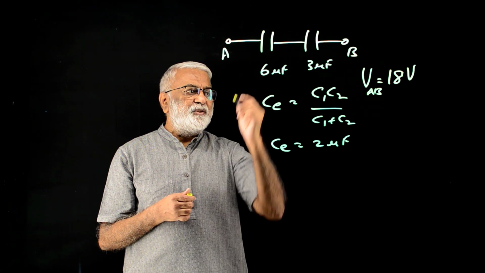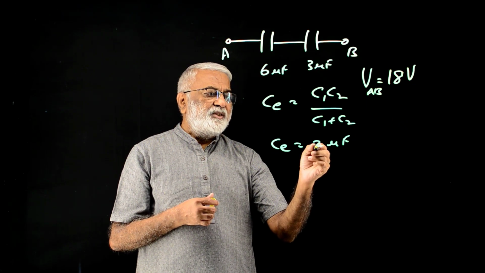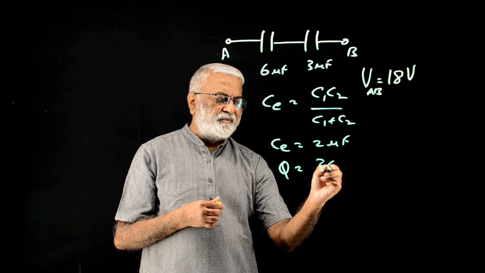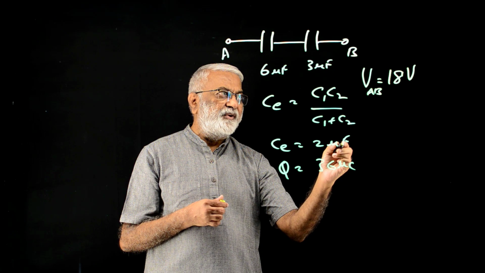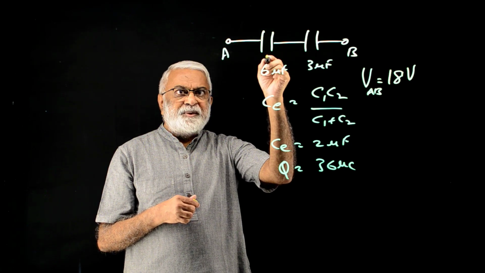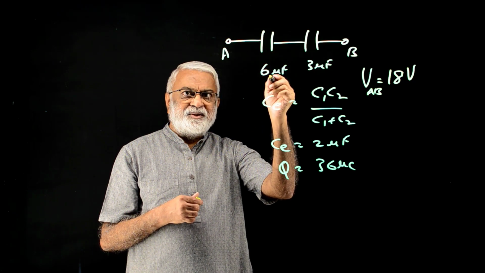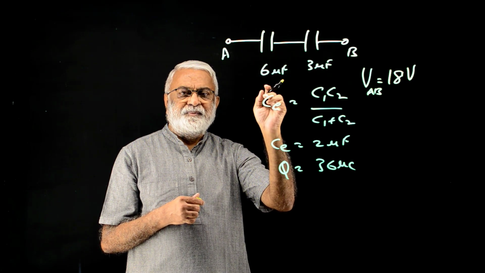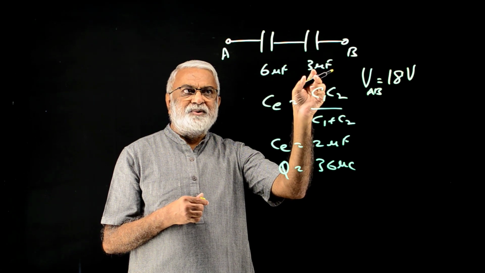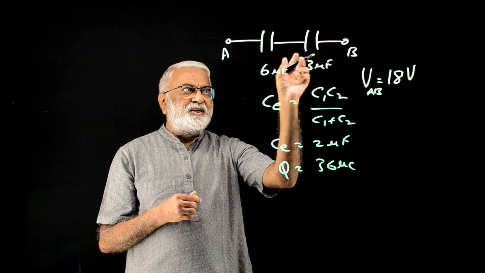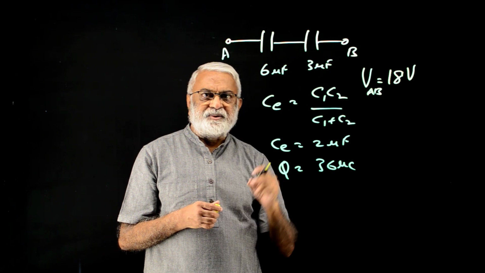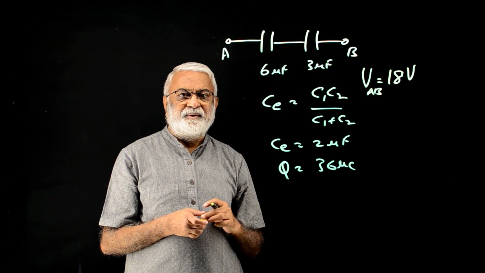Now the charge on the equivalent capacitor will be what? 2 into 18, 36 microcoulombs. C effective is 2 microfarad, 18 volt potential difference, so that's 36 microcoulombs. 36 microcoulomb across this 6 microfarad will give us 36 by 6, 6 volt. And 36 across this will give us 36 by 3, 12 volt. So it is 6 volt across this and 12 volt across that. Combined potential 6 plus 12 will of course equal 18 volt. That's it. This is one way.